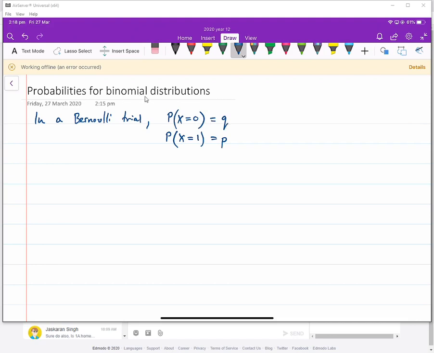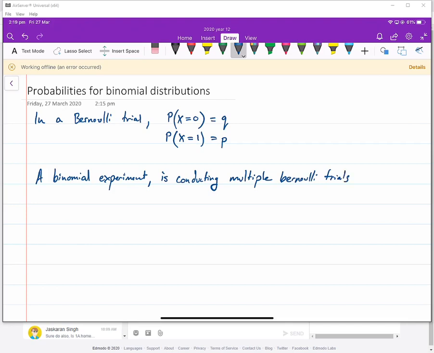So in a binomial distribution, what we're talking about is performing a number of Bernoulli trials more than one time. Technically it could be one time or more, but we want to look at, say, 50 times or 100 times. So a binomial experiment is conducting multiple Bernoulli trials.